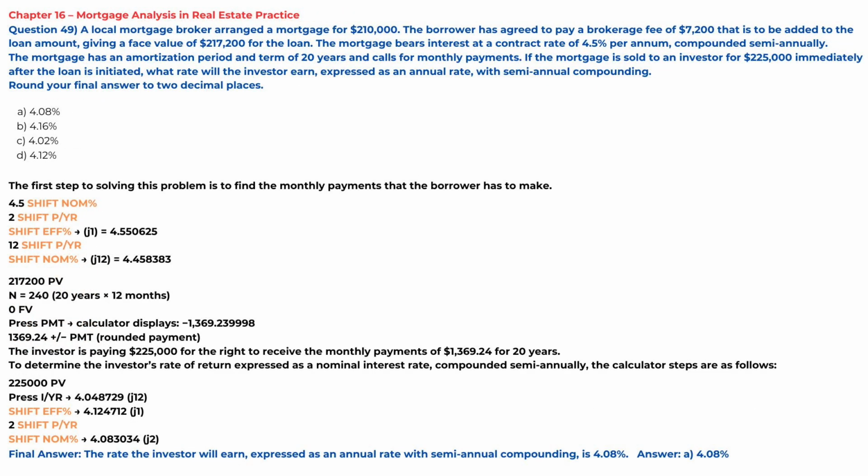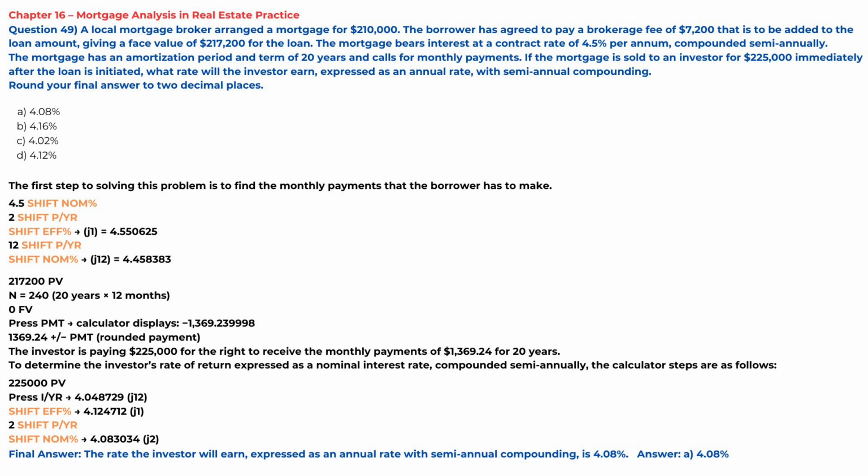Question 49. A local mortgage broker arranged a mortgage for $210,000. The borrower has agreed to pay a brokerage fee of $7,200 that is to be added to the loan amount, giving a face value of $270,200 for the loan. The mortgage bears interest at a contract rate of 4.5% per annum, compounded semi-annually. The mortgage has an amortization period and term of 20 years and calls for monthly payments. If the mortgage is sold to an investor for $225,000 immediately after the loan is initiated, what rate will the investor earn, expressed as an annual rate with semi-annual compounding? Round your final answer to 2 decimal places.